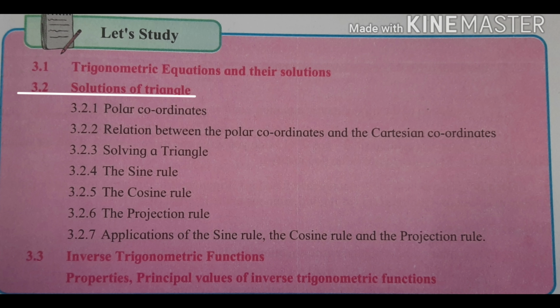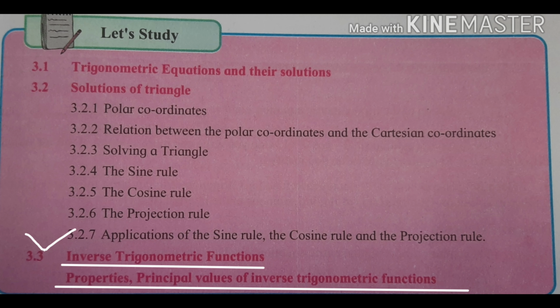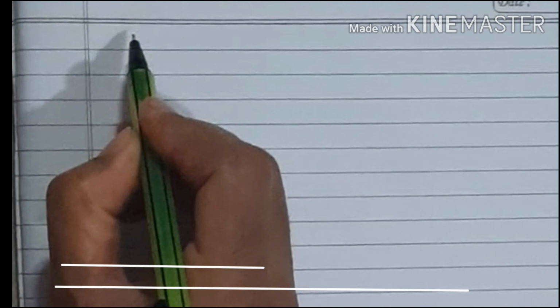In solution of a triangle, the subparts are polar coordinates, relation between polar coordinates and the Cartesian coordinates, solving a triangle, the sine rule, cosine rule, projection rule, and applications of all the rules. Also, the third topic, inverse trigonometric functions, its properties and values.